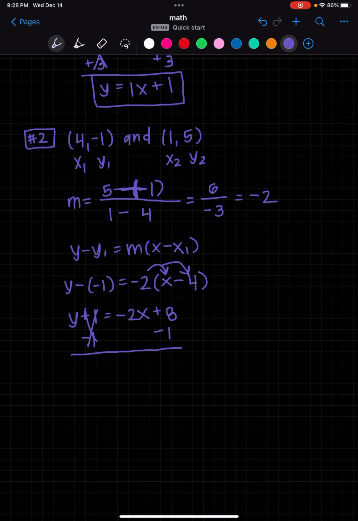The 1's cancel out on the left side, we're just left with y. And then I've got -2x, and then 8 minus 1 gives me 7, so plus 7. And this is my slope-intercept form. Y equals -2x plus 7.